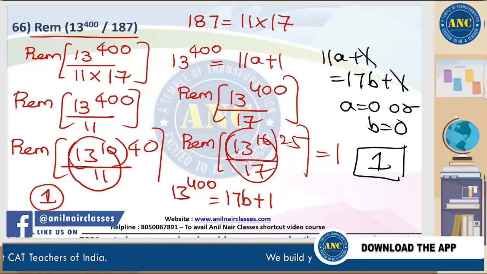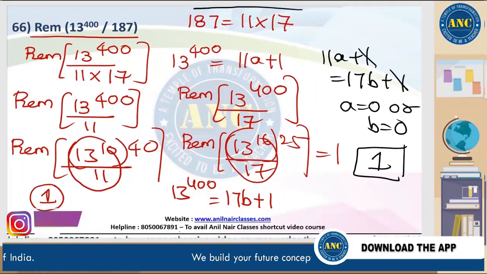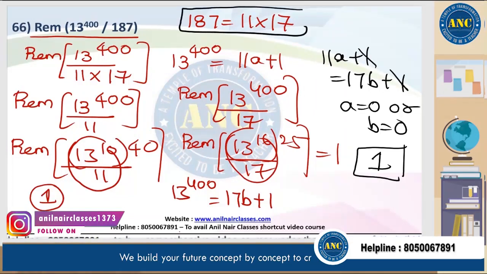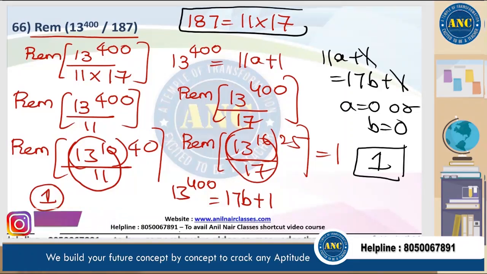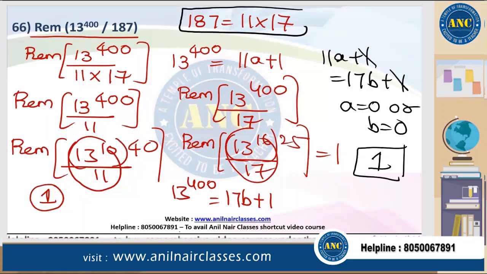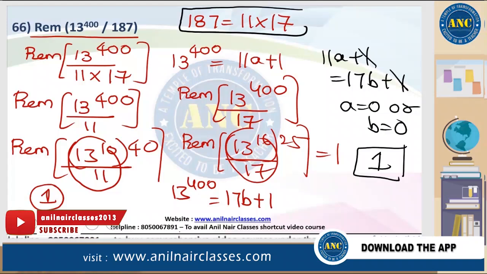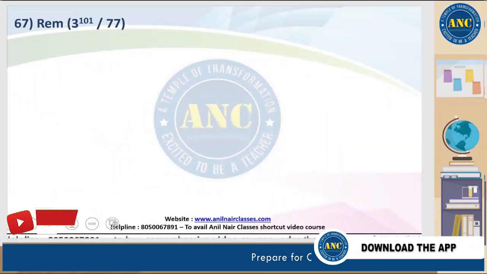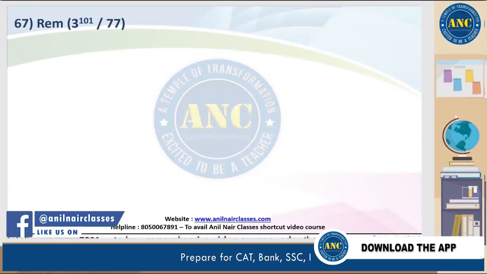13 power 400 divided by 187, a composite number. So the composite number will be 11 into 17. Idea clear? Perfect. Third question. The only thing you have to check is whether the denominator is a composite number or not. If it is a composite number, write it down as a product of prime bases.